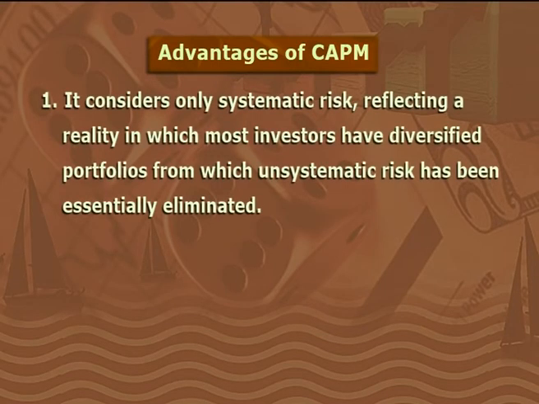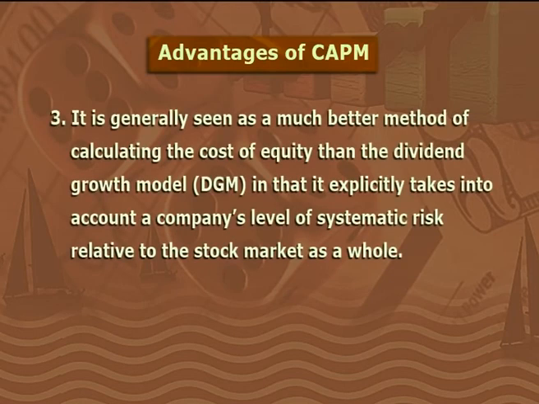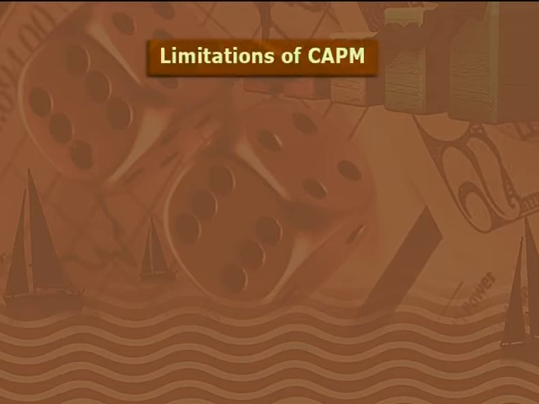Number 1. It considers only systematic risk, reflecting a reality in which most investors have diversified portfolios from which unsystematic risk has been essentially eliminated. Number 2. It generates a theoretically derived relationship between required return and systematic risk, which has been subject to frequent empirical research and testing. Number 3. It is generally seen as a much better method of calculating the cost of equity than the dividend growth model, in that it explicitly takes into account a company's level of systematic risk relative to the stock market as a whole. Let's get into the limitations of CAPM.